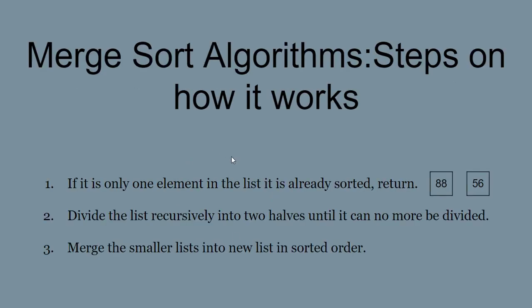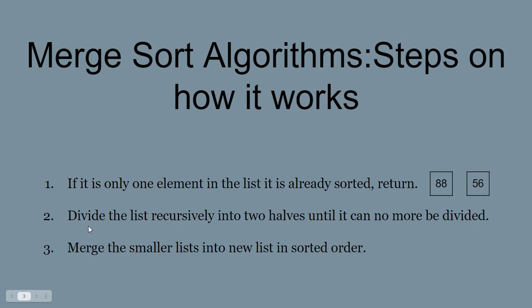Now, the algorithm used for merge sort, the first part is, if there is only one element in the list, it is already sorted. You can see the 88 and 56 from here. Basically, if it has only one element in the list, it is already sorted because you cannot compare it with anything else than itself. It is bound to be sorted.